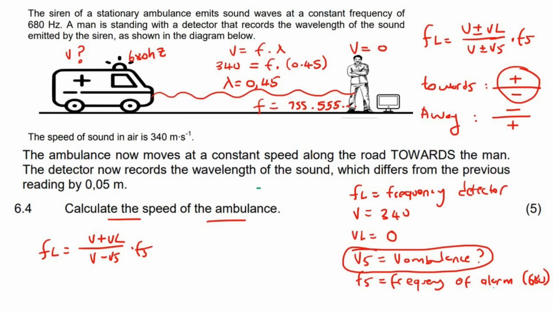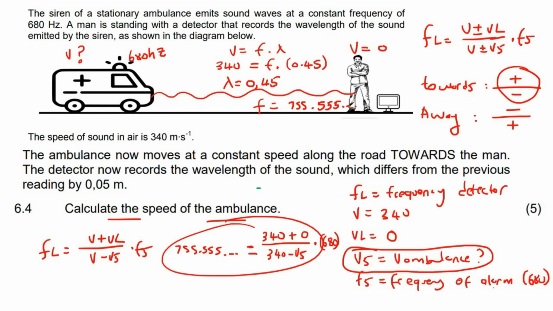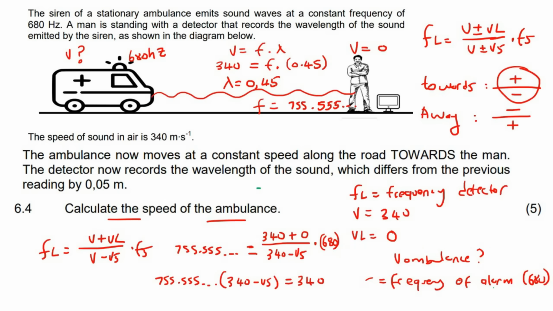Right, so now we can fill everything into our formula. We say 755.555, and that just keeps going. That's the listener, and that's equal to 340 plus 0, because the listener is not moving, over 340 minus VS, which is what we're trying to calculate, and then the frequency of the source is 680. Some of you are probably having a heart attack right now, wondering how we are going to solve this. Well, there are multiple ways. I'm going to multiply this to the left, so we end up with this. On the right-hand side, you're just going to have 340, because 340 plus 0 is just 340, and then we still have the 680 over there.